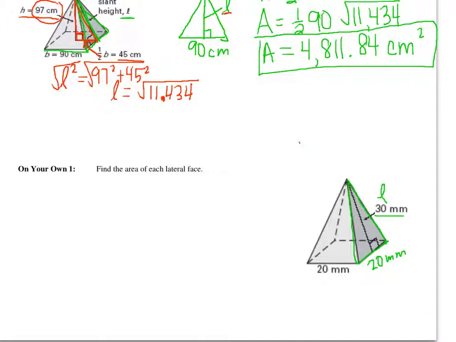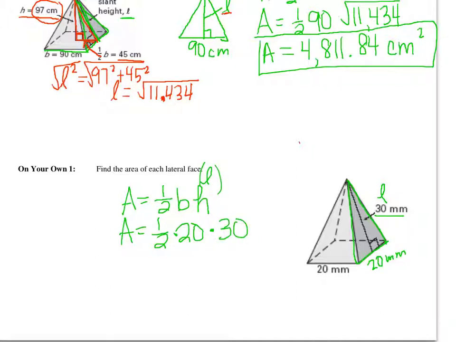It's L. So area equals half my base times my height. So area equals half. My base of that green triangle is 20 millimeters times my height, which is actually my slant height, and that's 30. So area equals half of 20 times 30. If you simplify that, you'll get 300, and my units are millimeters squared. All right, let's look at the next side.